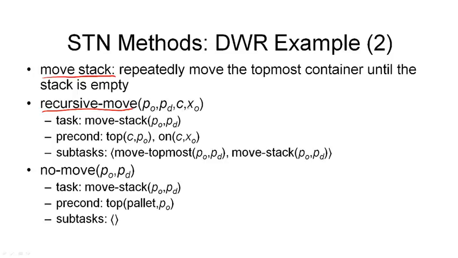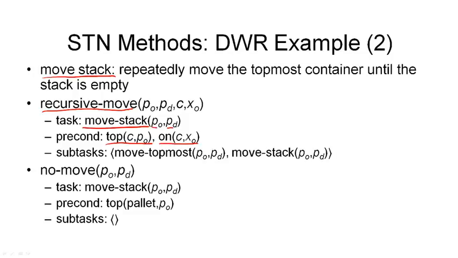And the task that we accomplish with this method is to move a stack from the origin pile to the destination pile. Remember, for the previous method, our task was to move only the topmost container. Here we move the whole stack. And there are only two preconditions associated with this method, namely that the container that we're trying to move must be at the top of the origin pile, and it must be on top of the container XO from which we're trying to take it.